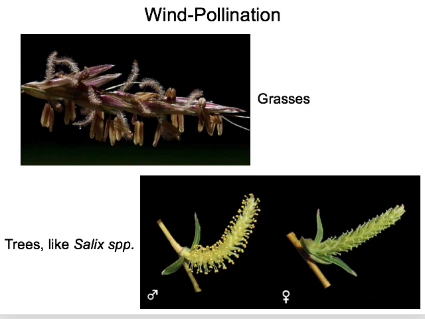Wind pollination is very common in many different ecological systems. Things like grasses, which are monocots, are wind pollinated, and also trees that produce catkins. For example, willow, which belongs to the genus Salix.